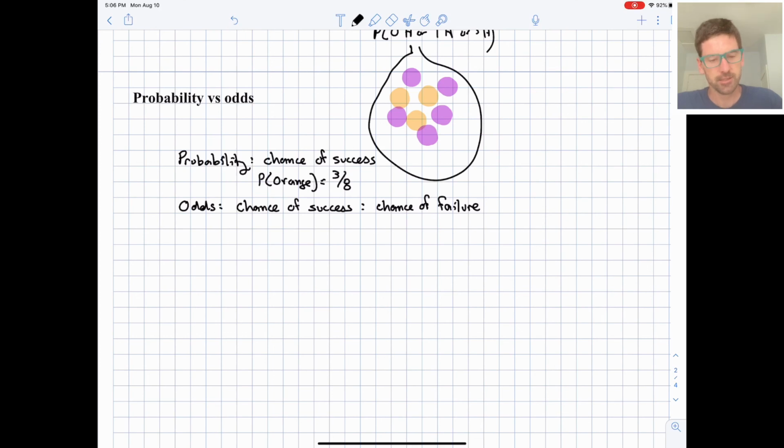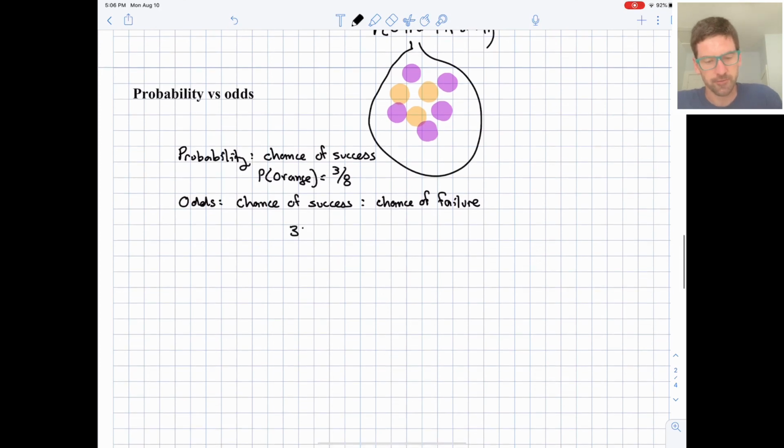The odds are going to be 3 to 5. Okay, so the odds of getting an orange are 3 to 5. Okay, because this is the number of ways of getting an orange, and this is the number of ways of getting a non-orange. So chance of success divided by chance of failure, or with a colon and then chance of failure. You might think of the chance of success as being 3/8 to 5/8, and that's valid as well, but then we can really just multiply everything through by 8 and get our odds being 3 to 5 odds. Okay?